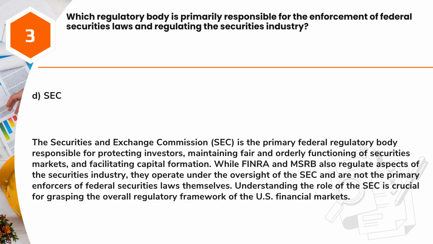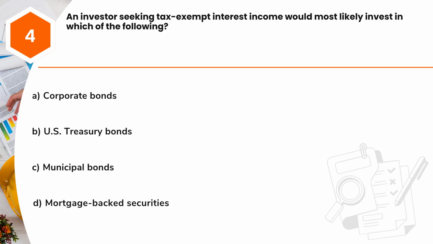financial markets. Question 4. An investor seeking tax-exempt interest income would most likely invest in which of the following? A. Corporate bonds. B. U.S. Treasury bonds. C. Municipal bonds. D. Mortgage-backed securities.